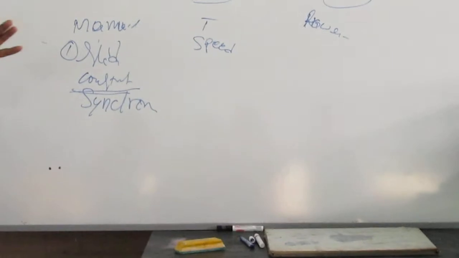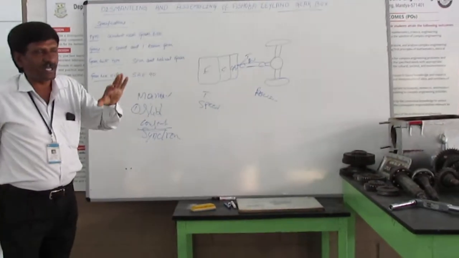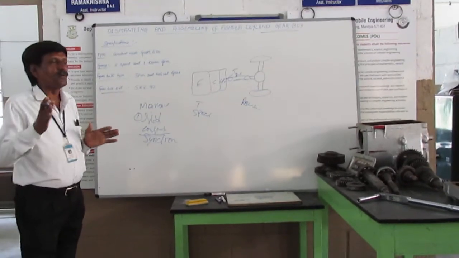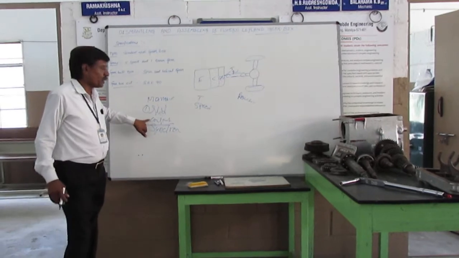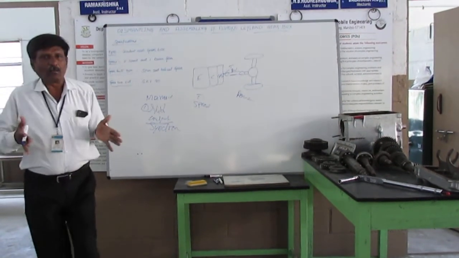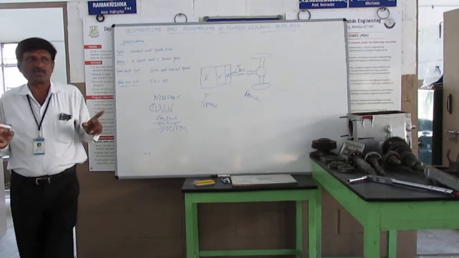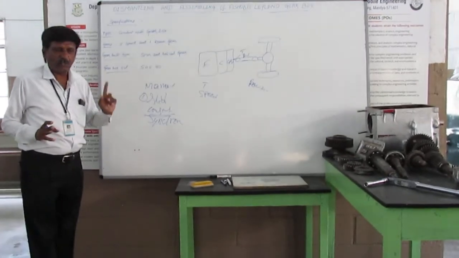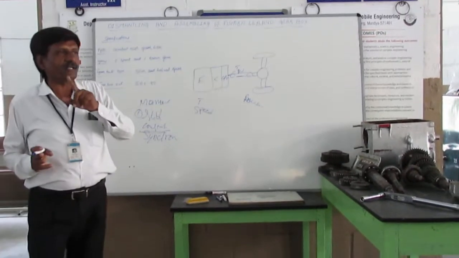Here the difference is that in the case of a sliding mesh gearbox, at the time of changing the gear, we move the gear itself to engage a different gear to get a different gear ratio. But in the case of a constant mesh gearbox, all the gears are always in engaged position. Whenever we need to change the gear, we engage a particular dog clutch to get the different gear ratio.